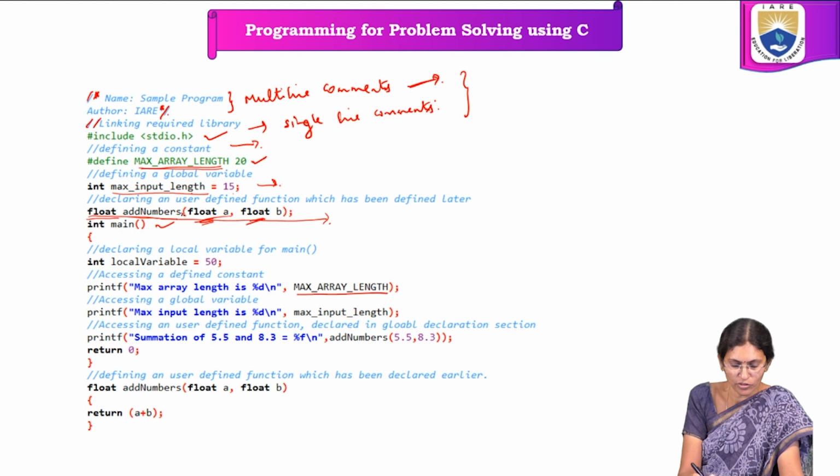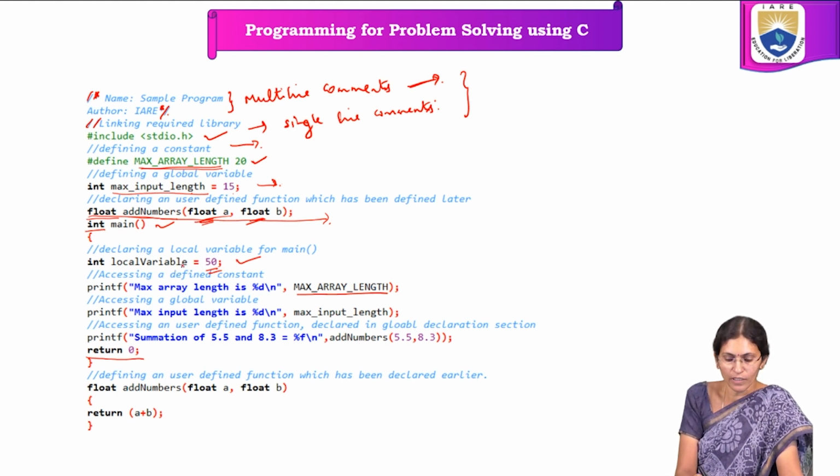Next is int main. So this is the main function. The return type of this is int, and at the end of this int main function we have written return 0. Inside this main function we have declared a local variable, and its value is 50. This local variable can be accessed only inside this int main function. It cannot be accessed outside the main function.